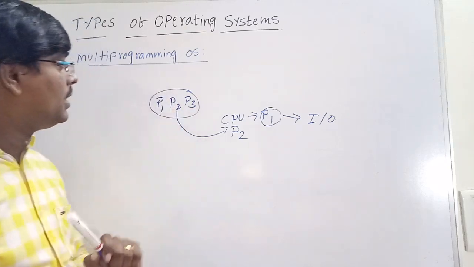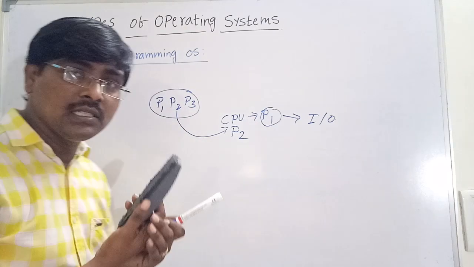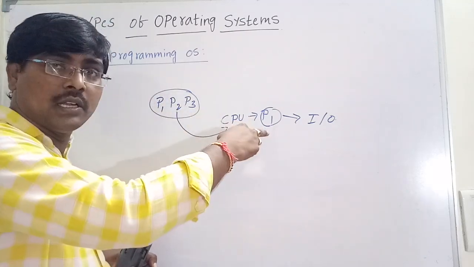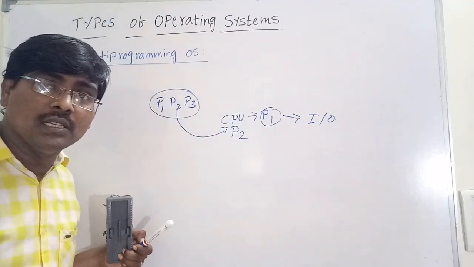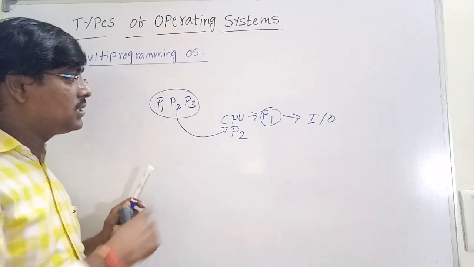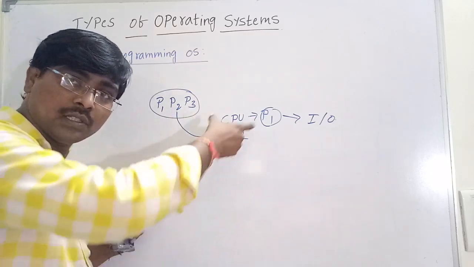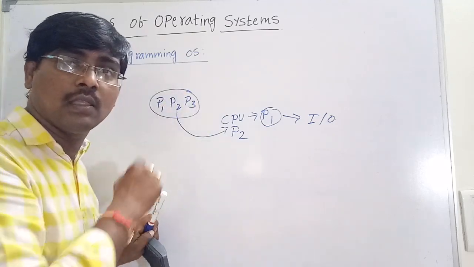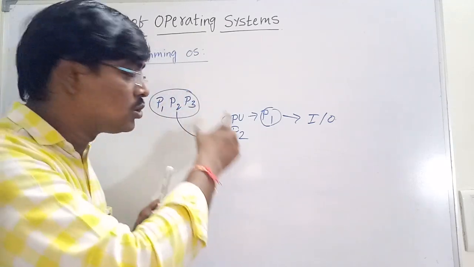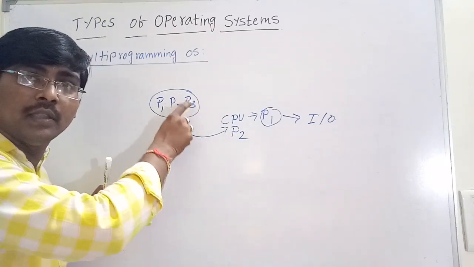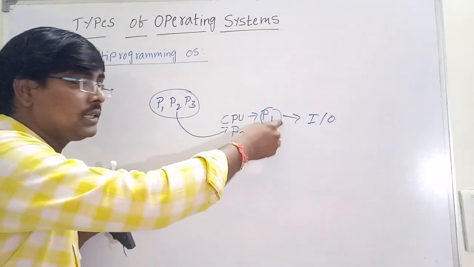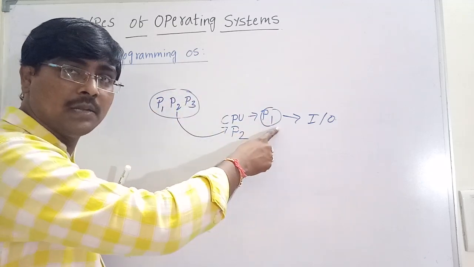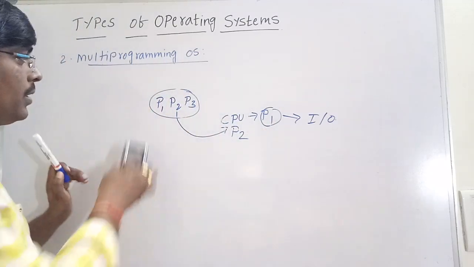What are the advantages? The advantage is multiple number of programs are executed, but the disadvantage is, suppose if a high priority process comes, the low priority process has to wait for a long time. And if a process does not need any IO operation, all remaining processes have to wait for the CPU. That is the problem.